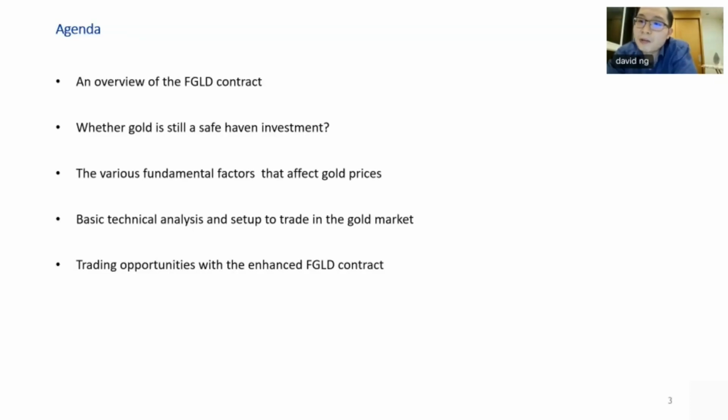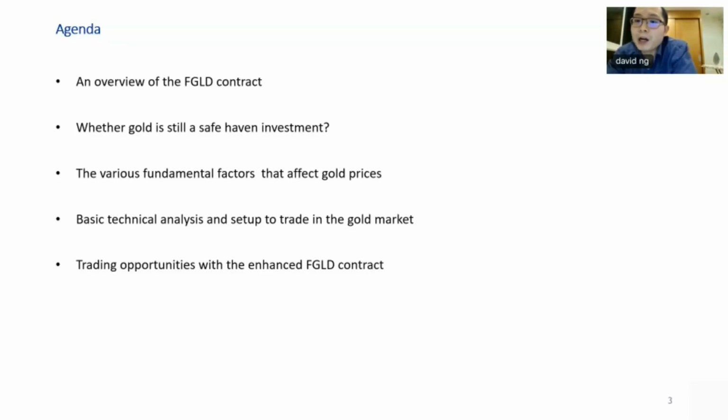Pretty much most of my presentation in the upcoming slides is mainly centered on the COMEX gold market, for the simple reason that ultimately it is a reference to the gold market as priced in US dollars. So I believe having the COMEX as a good reference gauge will be a good example to use until the launch of the revamped FGLD contract, where we can get more data and analyze the market thereafter.